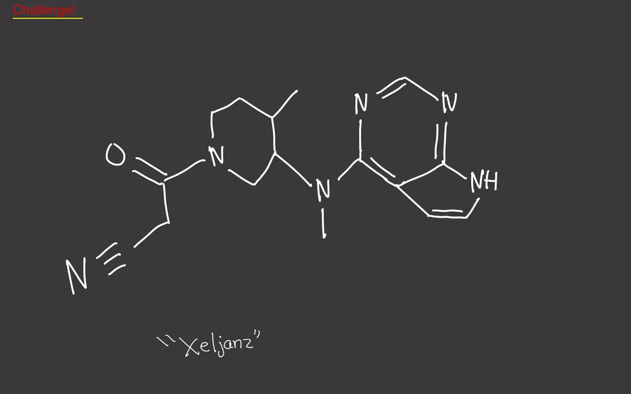Alright, challenge problem. This is definitely something you would see on an exam. It looks complicated, it looks hard, but it really isn't if you take it slowly. This is Xeljanz. This is a medication you've probably seen on a TV commercial. It was used to treat psoriasis and rheumatoid arthritis. So let's count how many carbons and how many hydrogens.